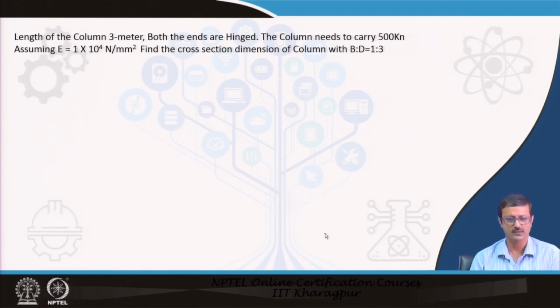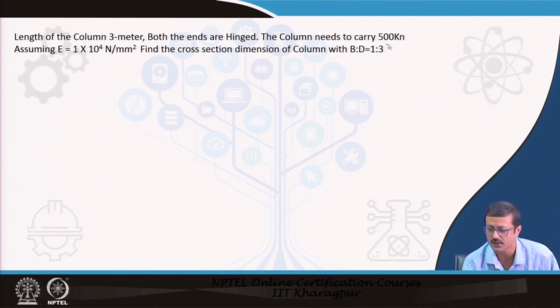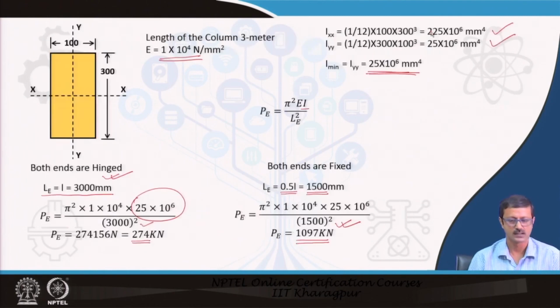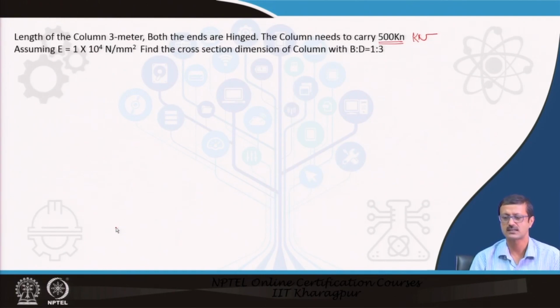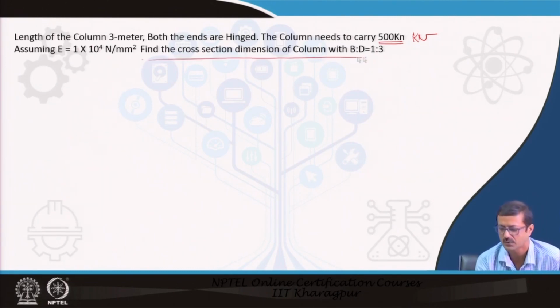Now, suppose I continue with the same problem, a 3 meter column with both ends hinged. In the first case, the column needs to carry 5000 kilonewton load. Here the critical load was 274. If I go with that, it will definitely fail, because I have to take 5000. How to take it? I have to increase the cross section dimension. So, what should be the value if the ratio of B and D becomes 1:3?